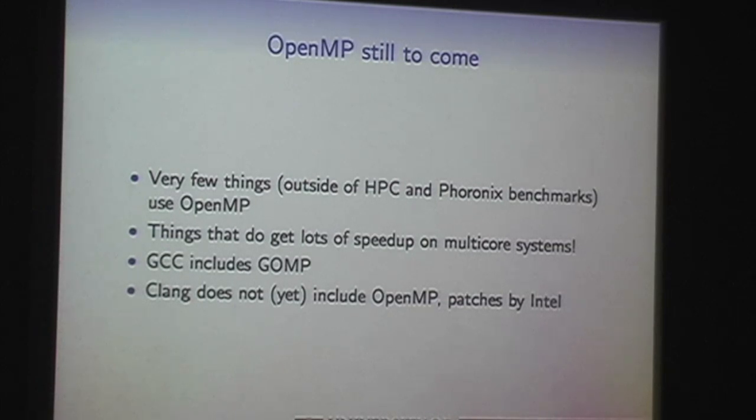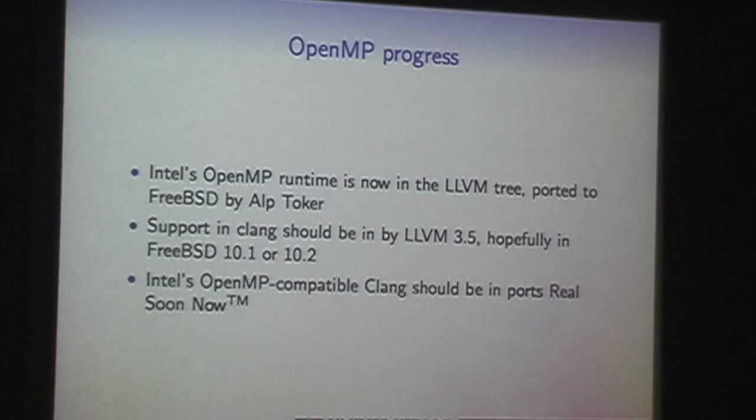And Clang doesn't yet, but the patches from Intel are available. Last week, in fact, Alptoka, who by the way has an awesome name, ported the Intel OpenMP runtime, which was released a few months ago under an MIT license and UIUC license, to FreeBSD. Everything except the CPU affinity code works, and the CPU affinity code is now a bit more modular, so it's easy to add. This will be imported into the base system at some point and will be imported into ports sooner.